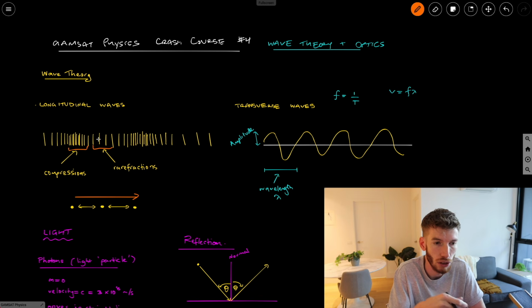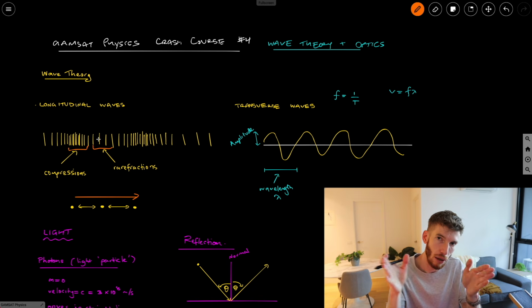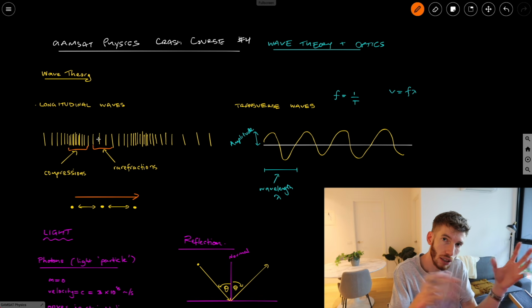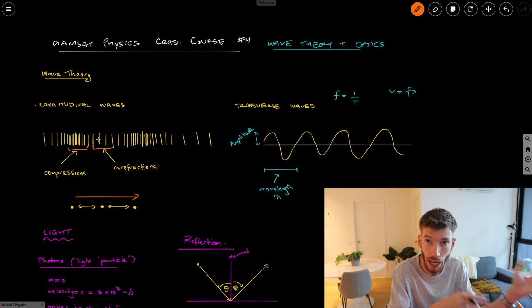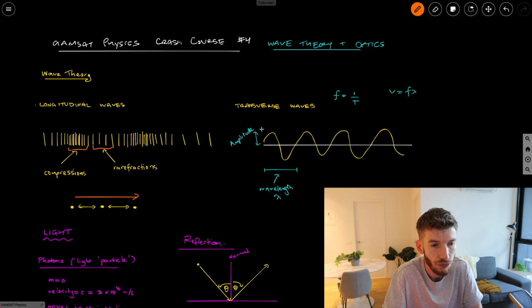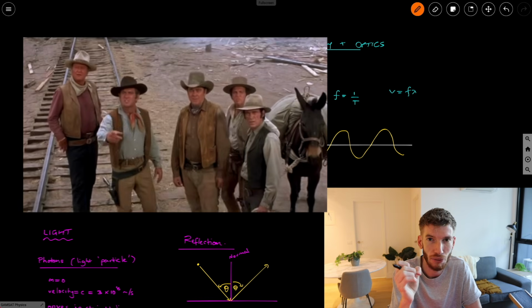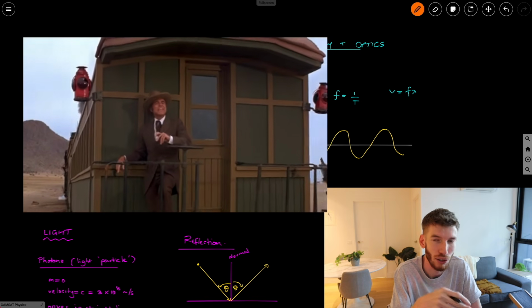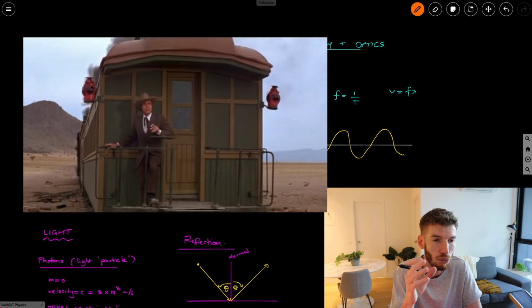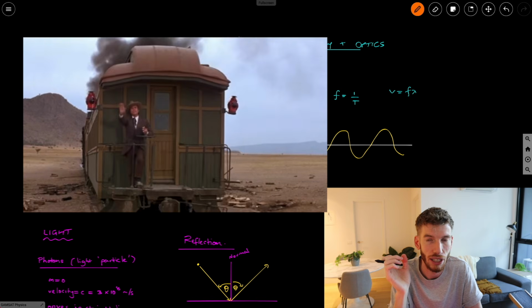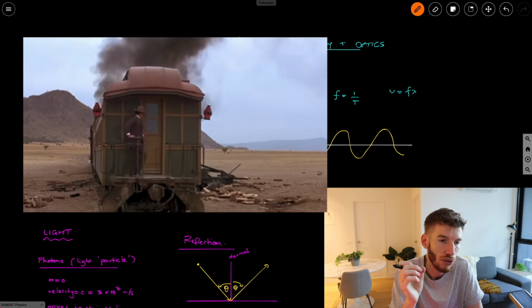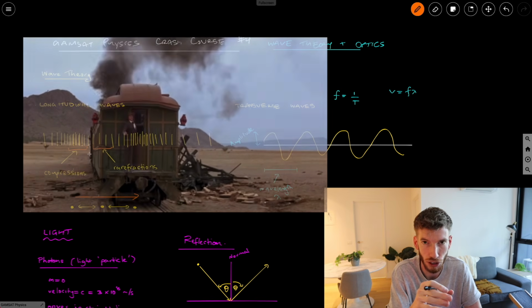In terms of longitudinal, we can think of the air particles as bumping into each other, and this is then how the energy is going to propagate through the air or through the medium or whatever that actually is. A simple example that you might be familiar with is the old Western films, when the bandits or cowboys were putting their ears on the train tracks to try and hear if a train was coming. That's actually using the concept of longitudinal waves.